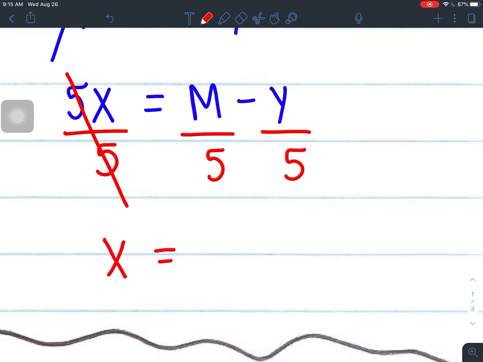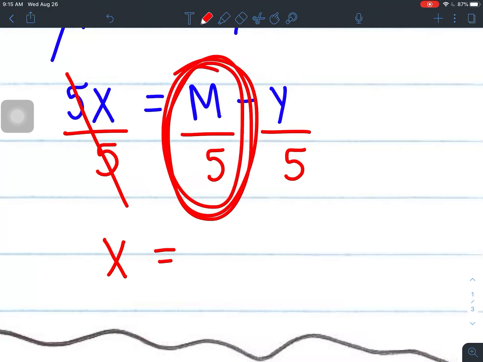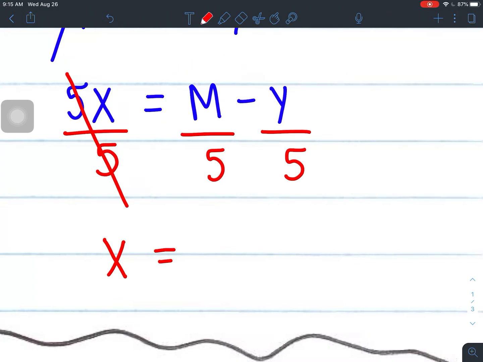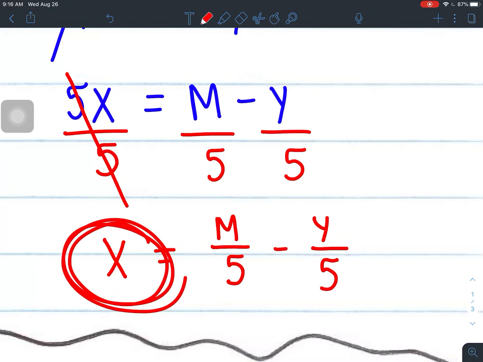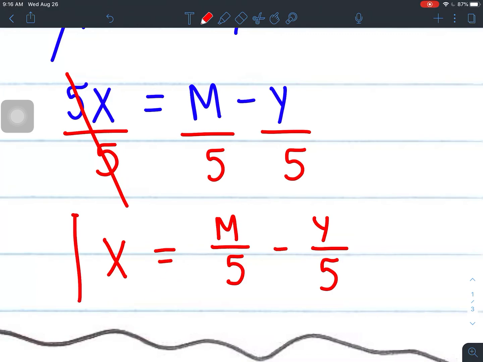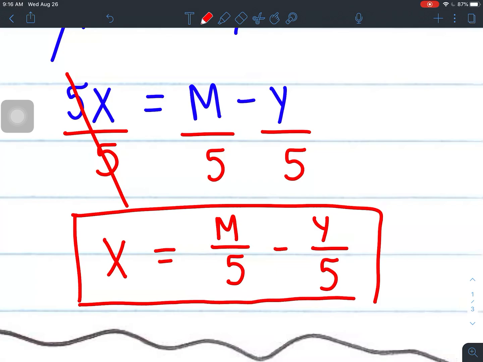So m divided by 5. Can I simplify this? No, because I don't know what m is. So I'm going to leave it as m divided by 5 minus y divided by 5. Okay, now the goal here is to get x by itself. Did we do that? Did we isolate x? Yes. So this is actually your final answer if you cannot simplify any further.